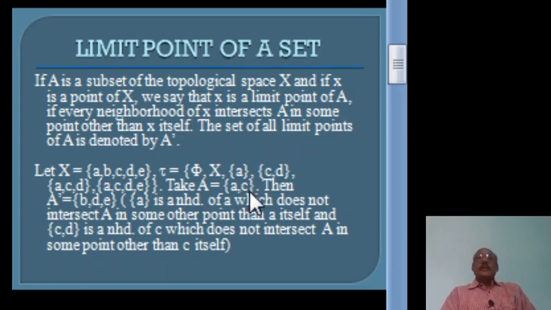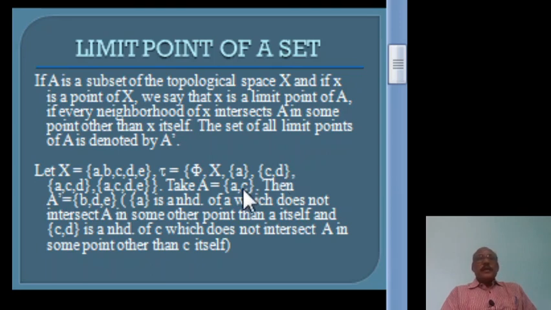But we want some other point other than C. So even though this neighborhood C comma D intersects A, in the intersection we can't find a point other than C. Therefore, this C is not a limit point of A.